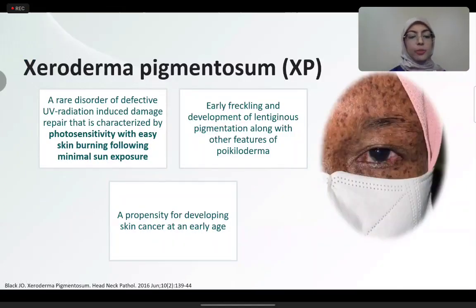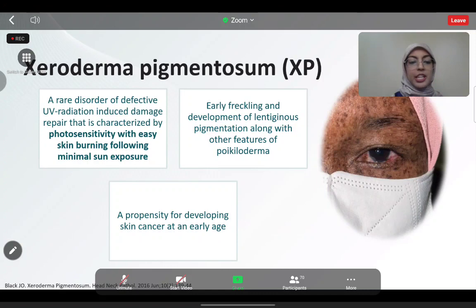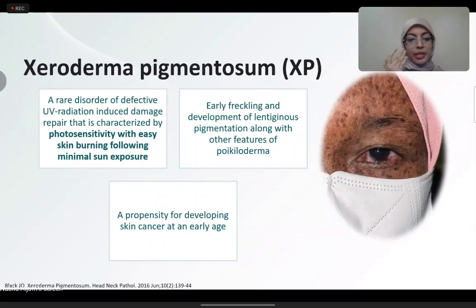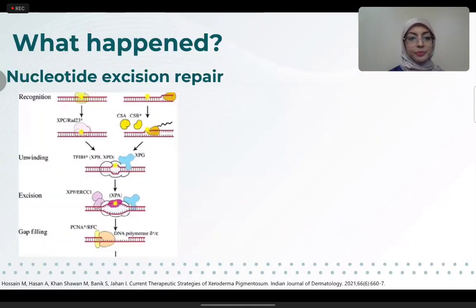And xeroderma pigmentosum. The definition: it is a rare condition with defective repair of UV radiation-induced damage to the DNA that is characterized by photosensitivity with easy skin burning following minimal sun exposure. It shows early freckling and lentiginous pigmentation along the skin, and it gives a risk of developing skin cancer at an early age. So what happens in xeroderma pigmentosum?